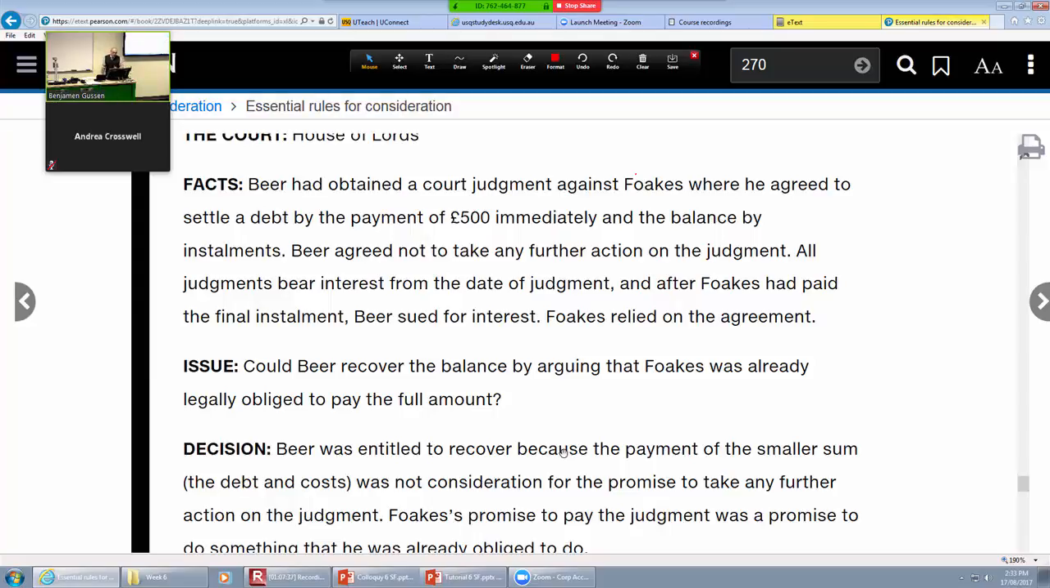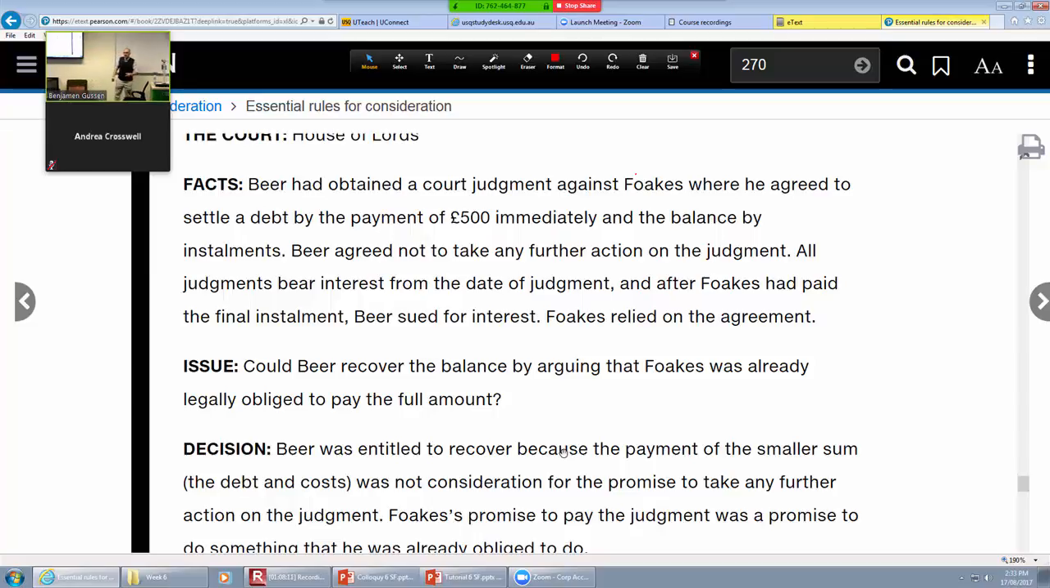After Fox had paid the final installment, Beer sued for interest. So what's happening here is that they agreed on a certain sum, saying that you pay me immediately £500, and he did, and the balance by installments, which he did. But then Beer, because he's also entitled to interest, said, yeah, you paid me all of that, but usually these judgments come with interest. So I also want the interest now. What did Fox say? He said, you agreed that that's how much I'm going to pay you, and that's it. So what's the problem here?